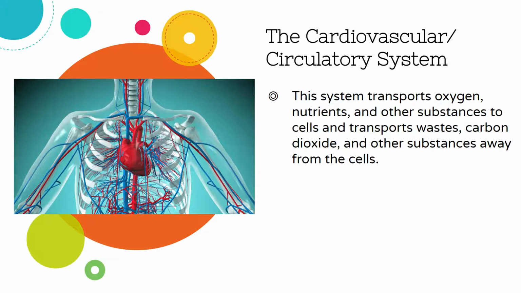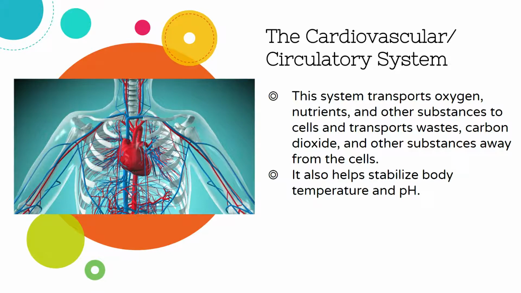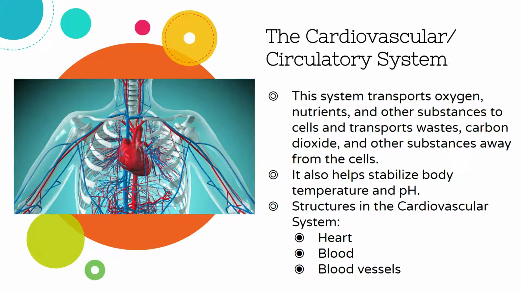The cardiovascular or circulatory system transports oxygen, nutrients, and other substances to cells and transports waste, carbon dioxide, and other substances away from the cells. It also helps stabilize body temperature and pH. Some structures involved in the cardiovascular or circulatory system are the heart, blood, and blood vessels.